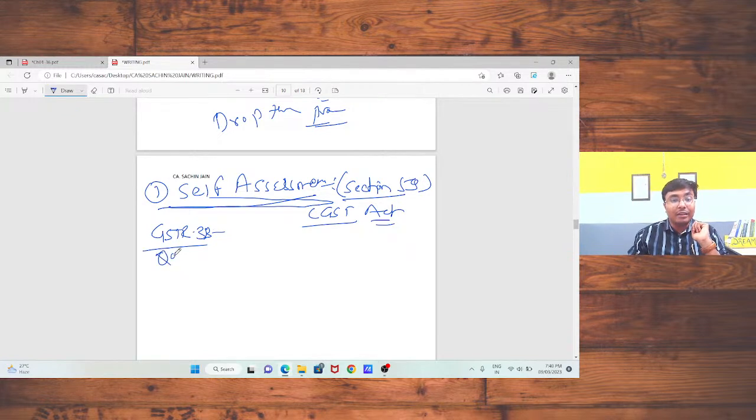Okay. If I am a quarterly return filer, okay, because my turnover is below 5 crore.